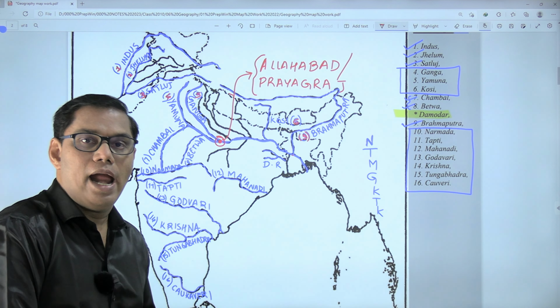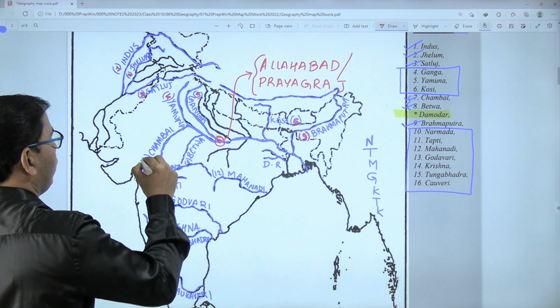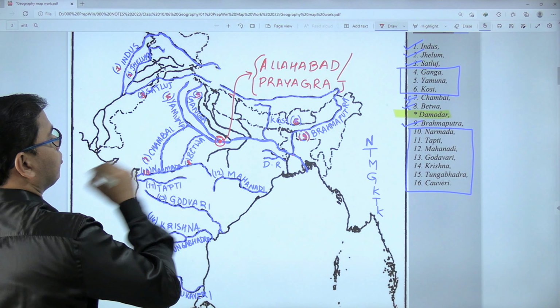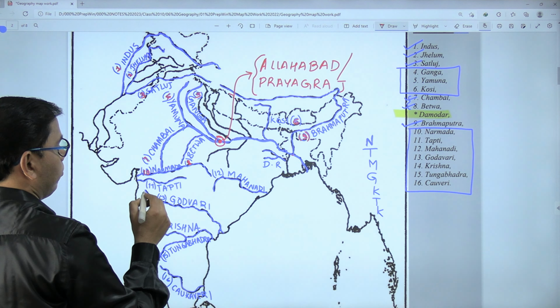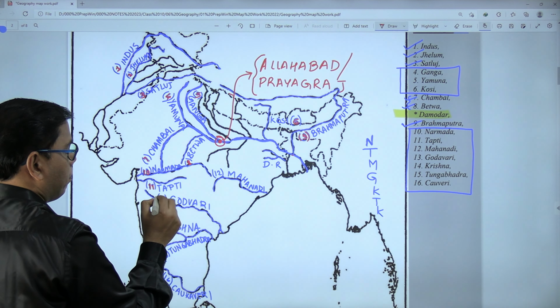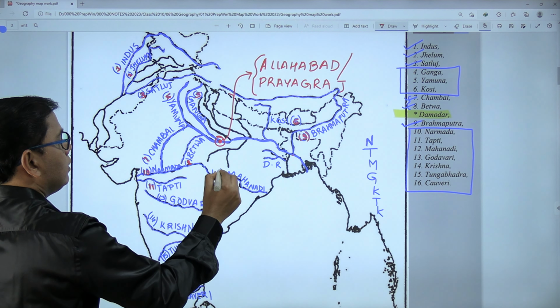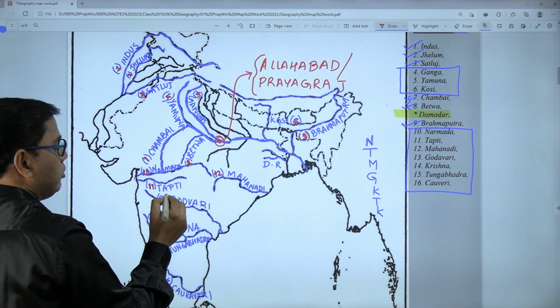N stands for Narmada. We already have covered 7th and 8th river, and 9th one Brahmaputra. 10th is N, Narmada. 11th is Tapti or Tapi River. 12th is Mahanadi, NTM, GK. 13th is Godavari. 14th is Krishna. 15th is Tungabhadra. And 16th and last one is Kaveri. So you need to remember these rivers.